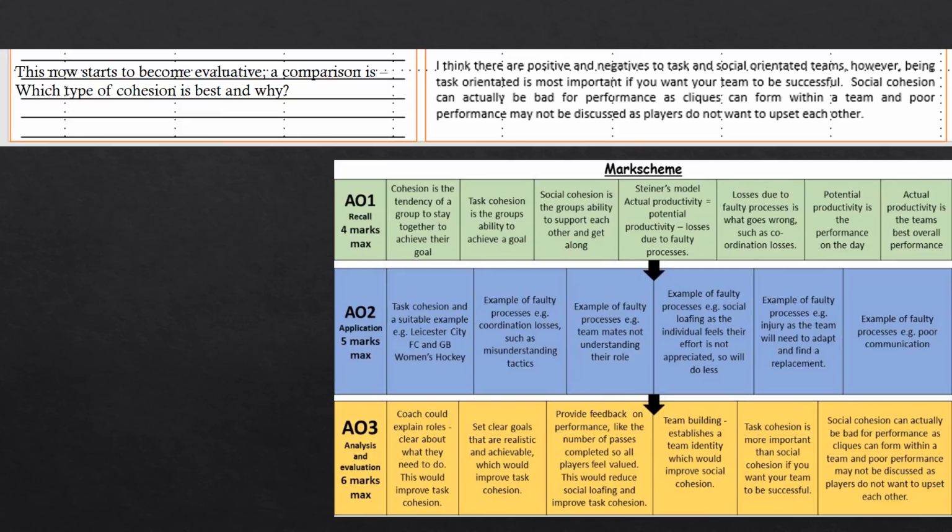What also makes this an AO3 type final paragraph is the fact that it now becomes analytical. Disadvantages are given, particularly with reference to social cohesion and how it can affect group productivity. We know that there are 6 maximum marks available. When we take into consideration paragraph 4, where different roles are given, where the impact of how cohesion can be developed has been written about, that then means that 6 AO3 statements have been made, and they are analytical and they are evaluative, which is really important.